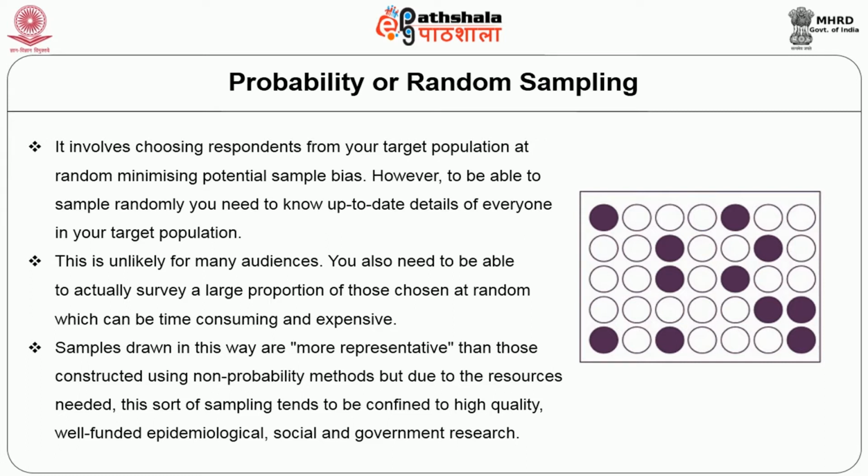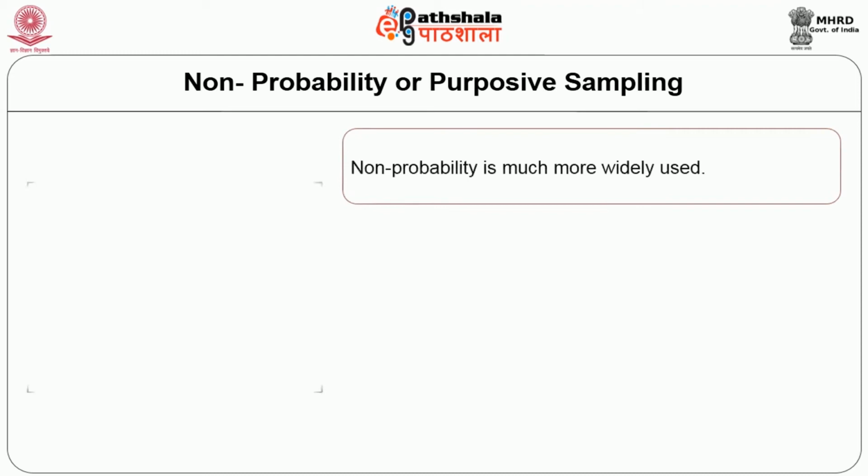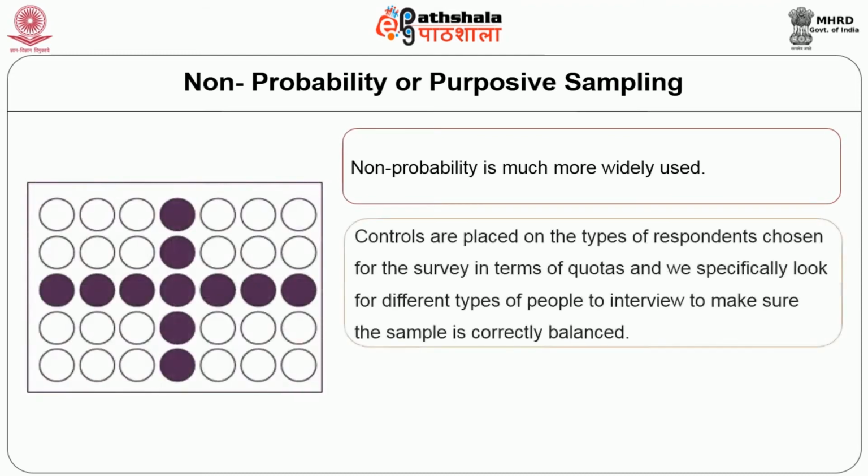Samples drawn in this way are more representative than those constructed using non-probability methods, but due to the resources needed, this sort of sampling tends to be confined to high-quality, well-funded epidemiological, social and government research. Non-probability or purposive sampling is much more widely used.